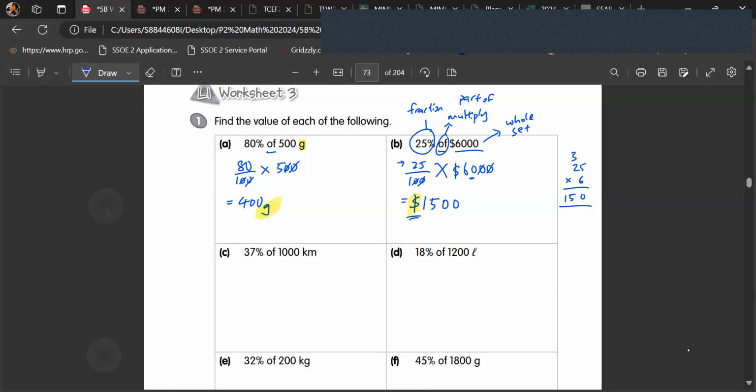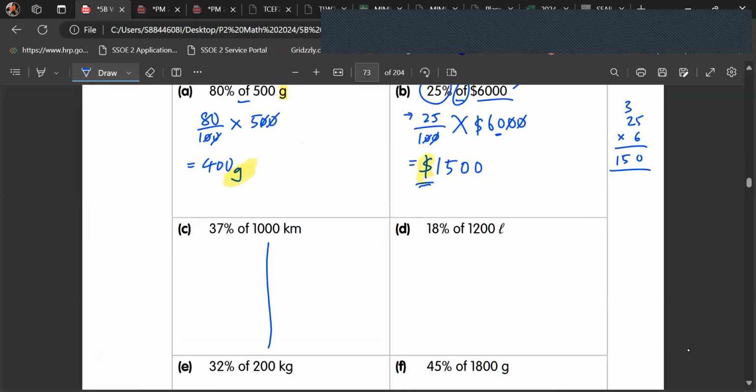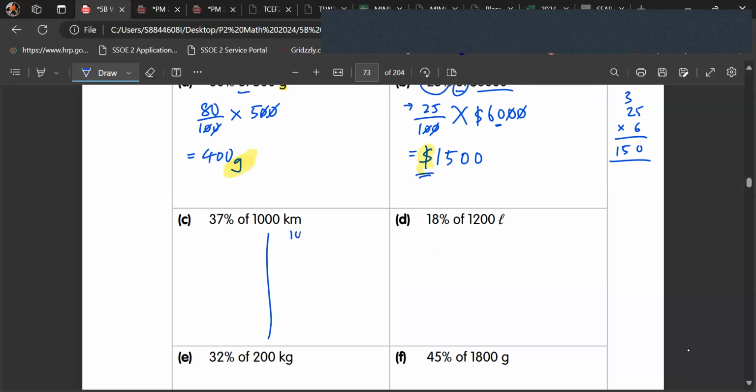I draw the two methods for this question. One is the one that Skylar has been trying to do. That is, 100% was 1,000 kilometers. I could find 1% being 10 kilometers. So 37% will be... We try, so I'm doing the rate way.